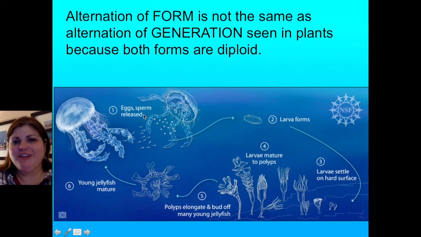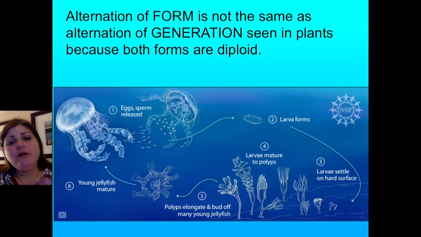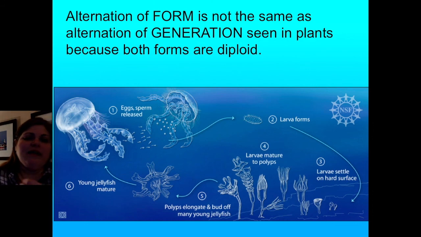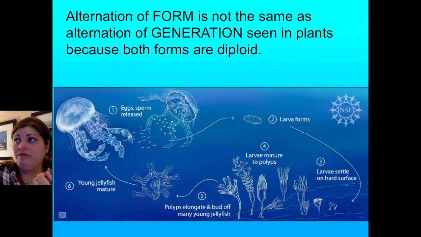So in this case, the alternation of form occurs, again, sperm and egg are released, they find each other, make a larva. The larva then settles down, usually on a hard surface if it's like this particular species, and will grow into a polyp, which will then produce a young jellyfish that will float away. This is just one form of life cycle of a Cnidaria, but it's a pretty common form. Let's take a minute and review Cnidaria reproduction.